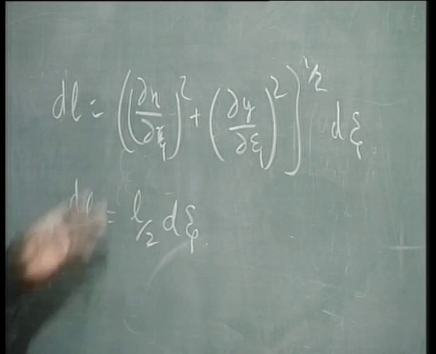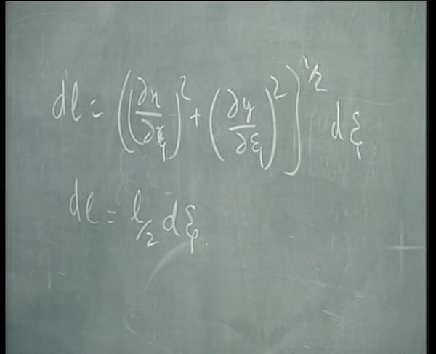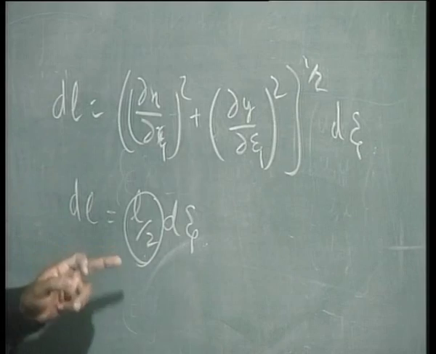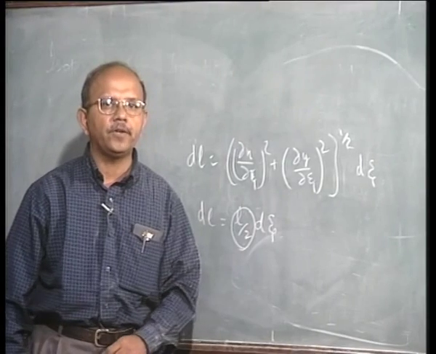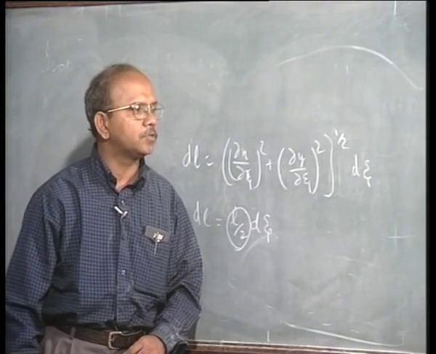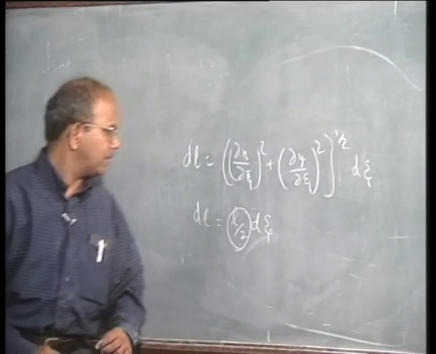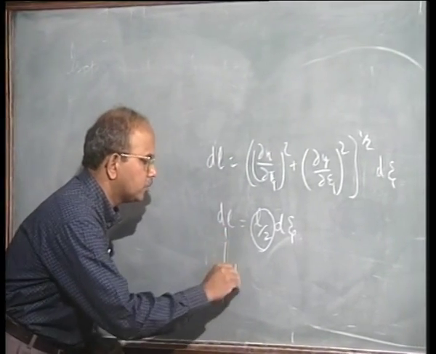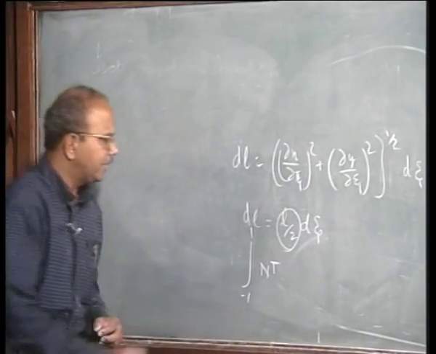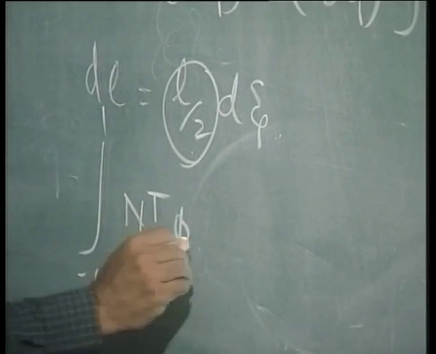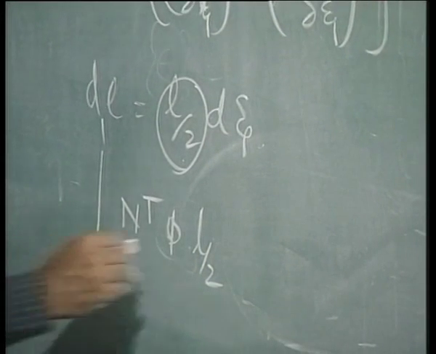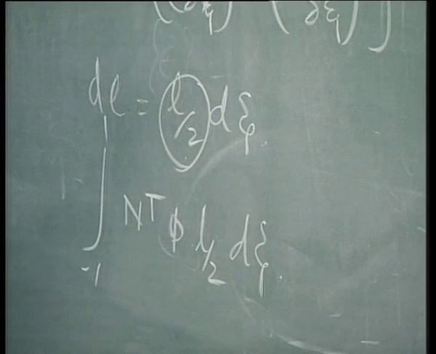I am not going to do that exercise, that is very straightforward, just substitute it, and you will see that dl and d psi are related by L by 2. And now, what is this L by 2? L by 2 is nothing but the Jacobian. So, with that result, we can write down our previous expression for the integral of N transpose phi J d psi from minus 1 to plus 1 of N transpose, phi remains the same. Now, J becomes L by 2 and we get d psi.